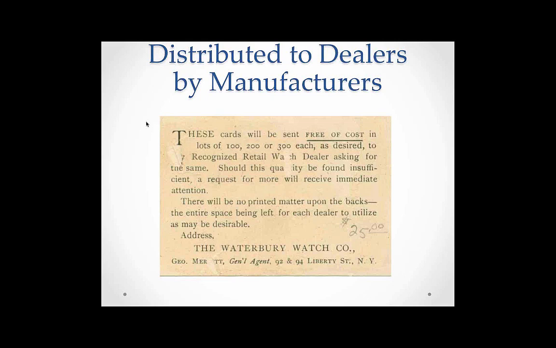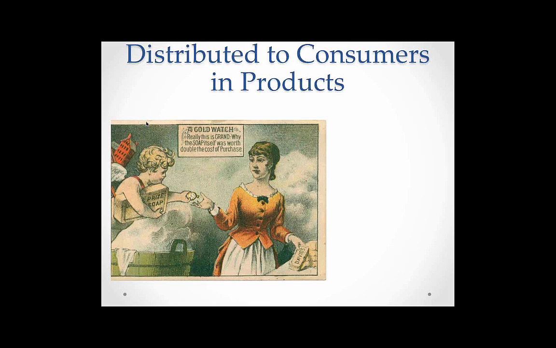Other ways they were distributed, they could go to consumers in products. As you see from this one, it's from David's Prize Soap. A gold watch? Really, this is grand. Why, the soap itself was worth double the cost. And you look at this lovely lady who's doing her laundry. Although these are likely clouds of steam around her, they're made to look like angelic clouds with an angel giving her a gold watch. And if you look in the angel's pouch of prizes there in the back, like a good old Santa Claus, you'll see that there's actually a house sticking up out of it.